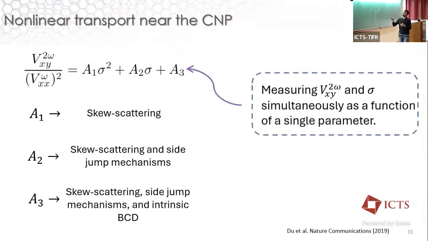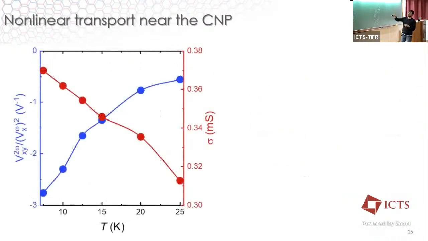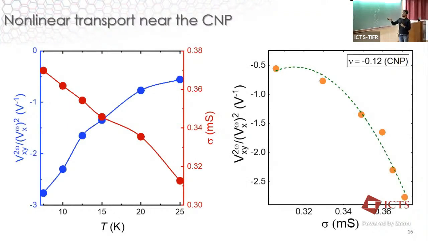Basically, we measured Vxy 2-omega and sigma simultaneously as a function of a single parameter. We chose temperature for this. This is how the temperature dependence looks for the normalized Vxy 2-omega and sigma. For each of these different temperatures, we got two points for these two parameters and plotted them. This shows a quadratic behavior which matches quite well with the theory.